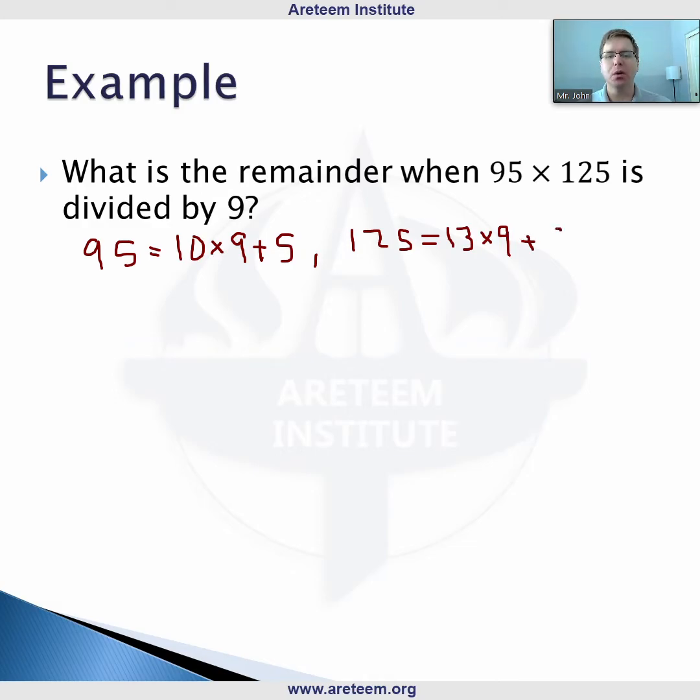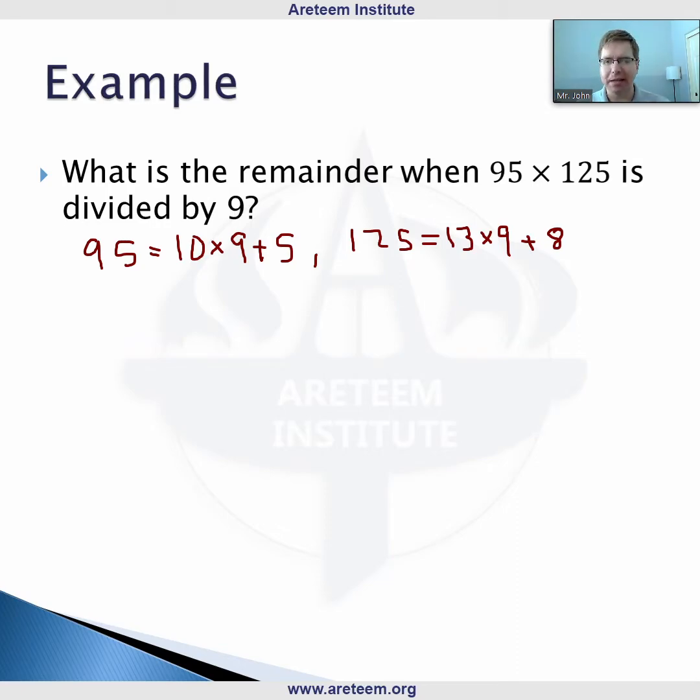So I first want to write these out in terms of quotients and remainders, right? So 95 is 10 times 9 plus 5. 125 is 13 times 9 plus 8. So if we're just talking about their remainders, they would be 5 and 8. But I want to keep track of their quotients here a little bit.